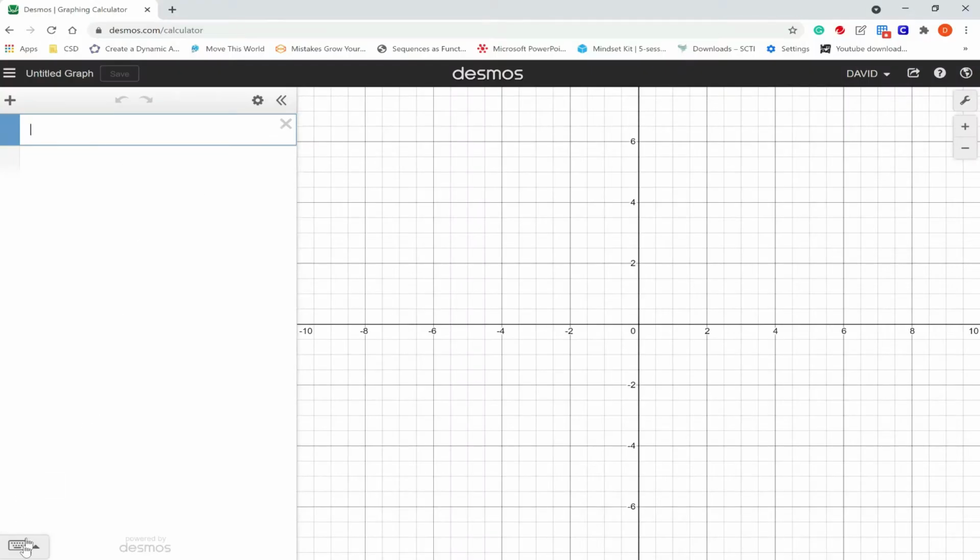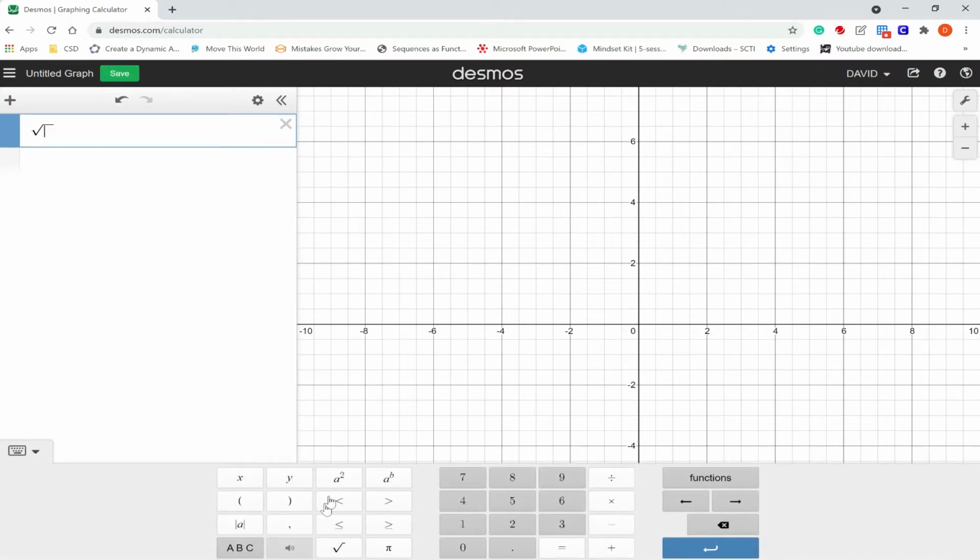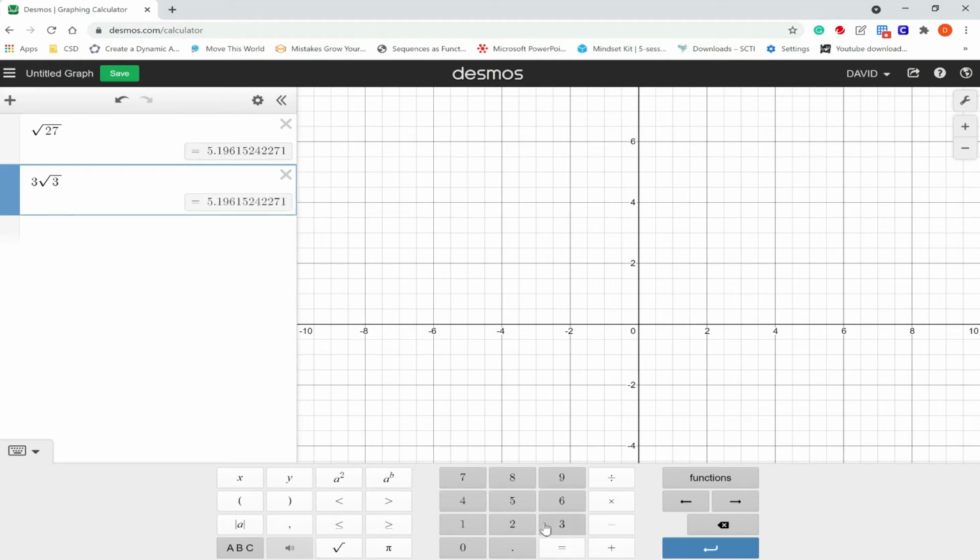If we have, for example, the square root of 27, we have 5 point something. So if we had a decimal approximation and were trying to see if, in a multiple choice question, 3 root 3 was one of the options, we would just type in 3 root 3 and we can see we have the same answer. And that's how you'll go about doing that in the calculator.